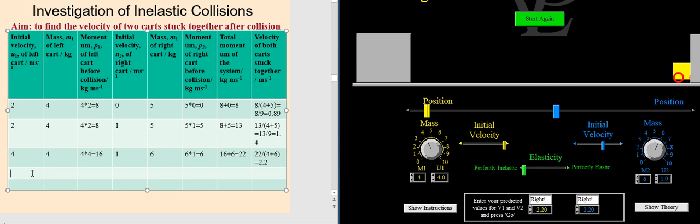Okay, let's now go with an initial velocity of 4 and a mass of 4 for the left-hand cart. Keep that the same. So we've got a momentum of 16. And then for the right-hand cart, what we're going to do now is we're going to ask the question, what happens now if the right-hand cart, instead of moving off to the right, what happens if it moves to the left?